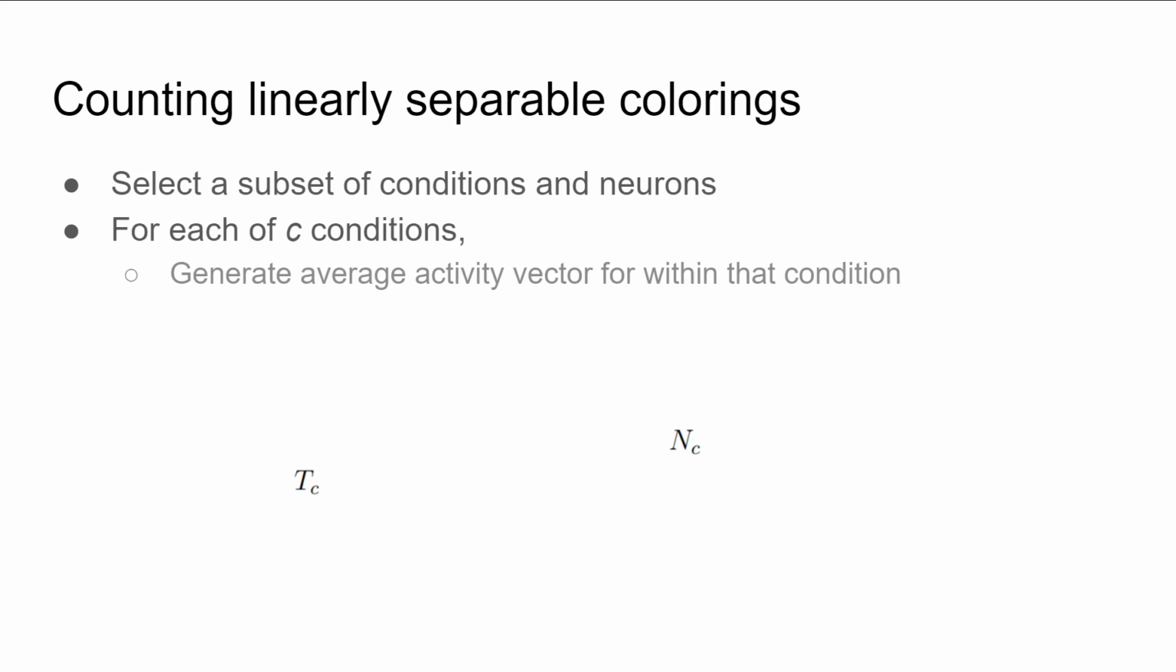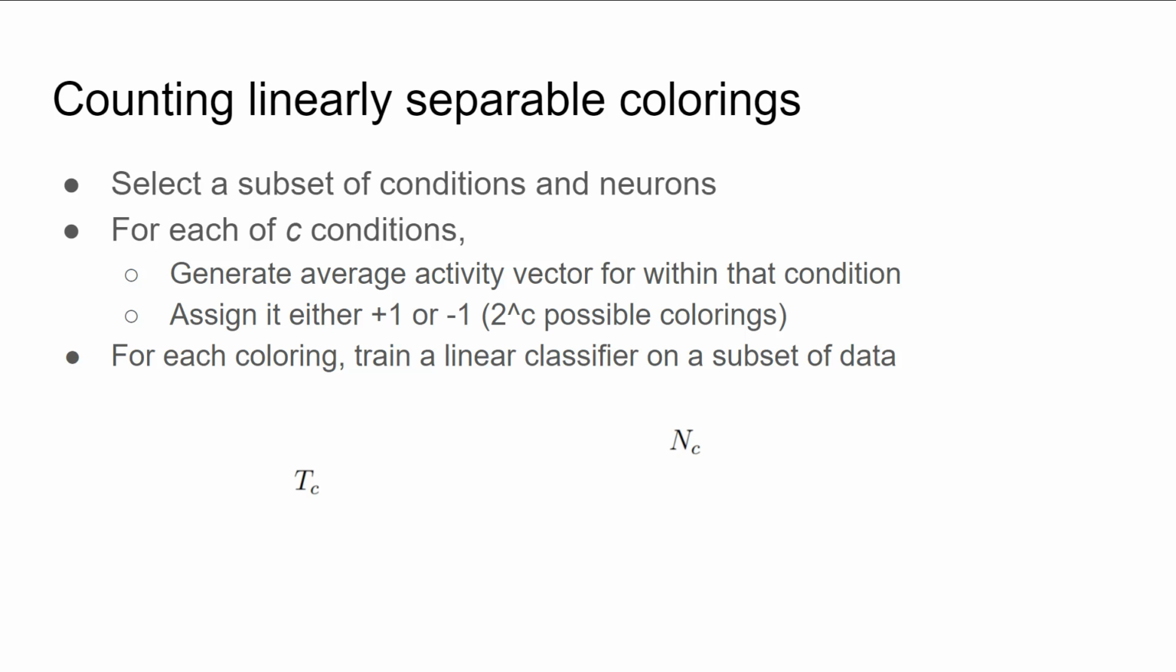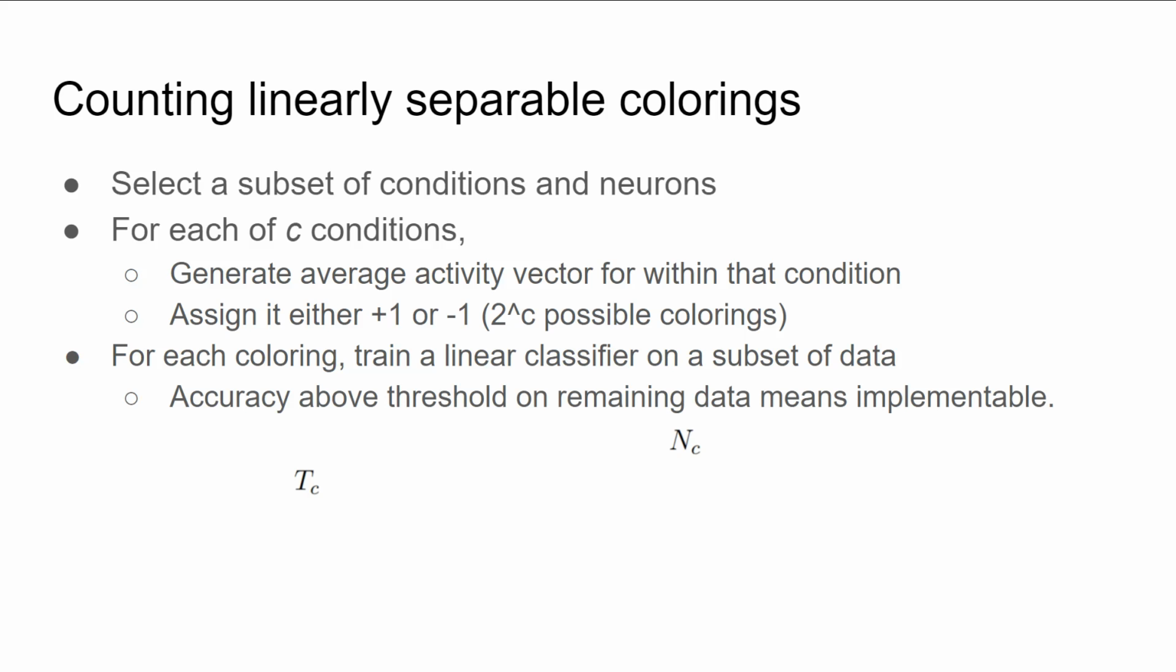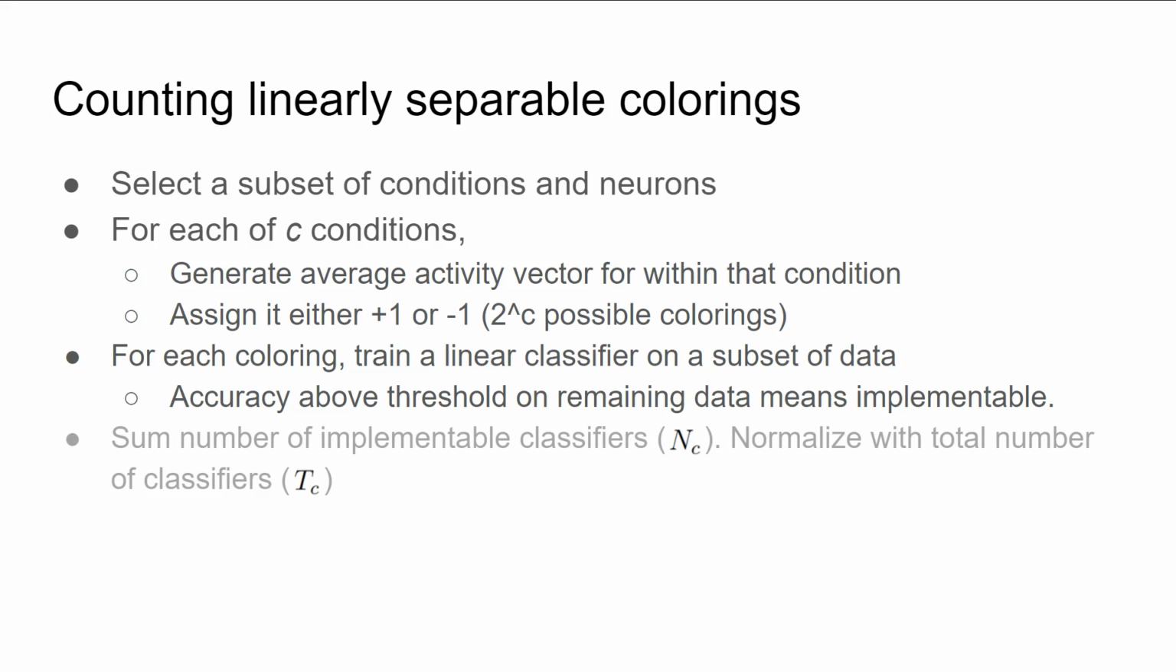Now for each of these, there's that average activity vector. We've taken C conditions. Now we're going to color 2 to the C possible times. For each of these, we're going to train a linear classifier, and we're only going to train that classifier on some proportion of data, maybe 80%, I think is what they use. And then they're going to validate it after that linear regression on the remaining data, and they just threshold. If the classifier is above some threshold on the remaining data, it's implementable.